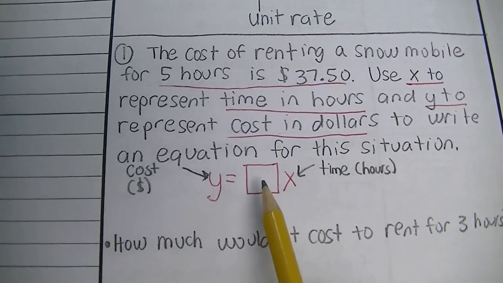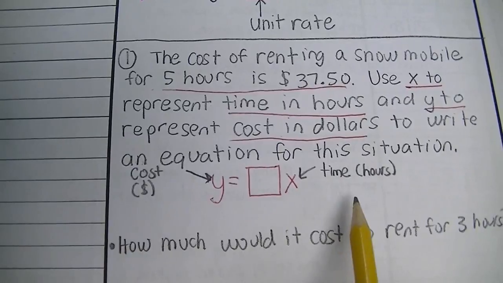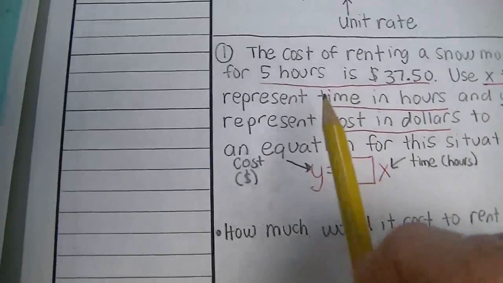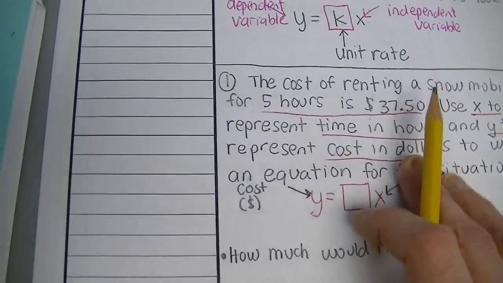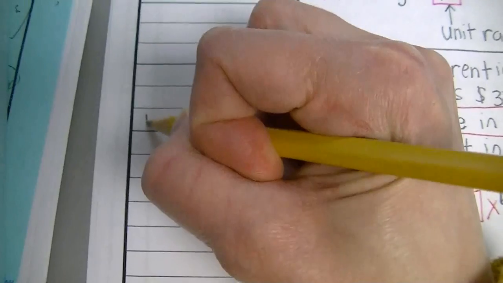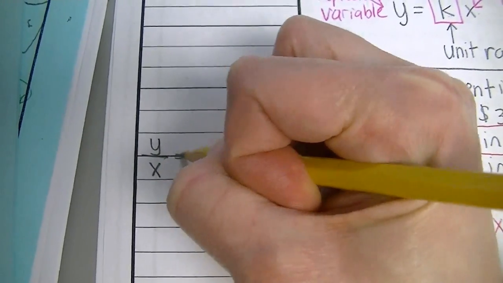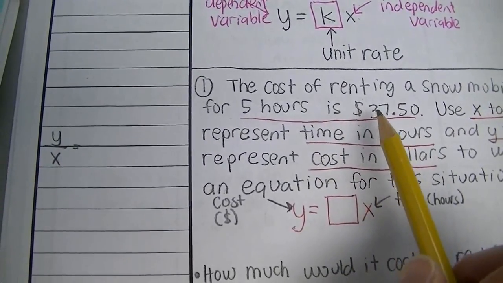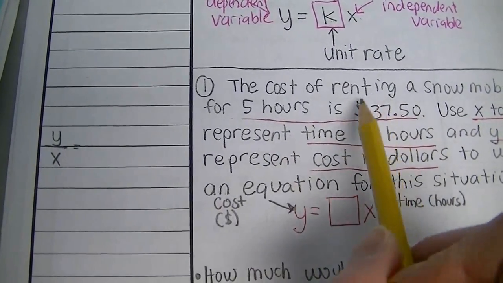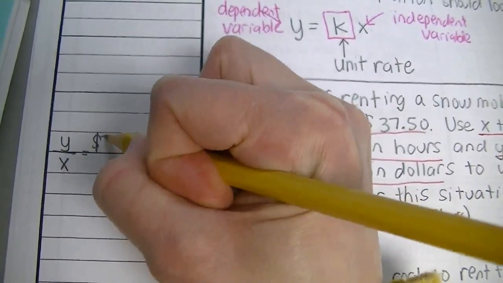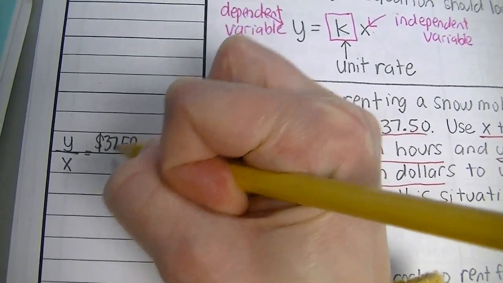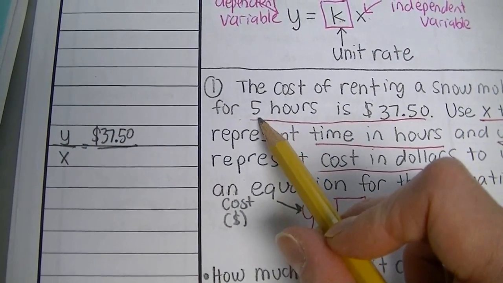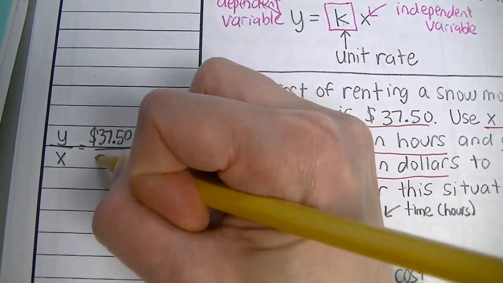All right, let's find the unit rate. Since there's not much room over here, I'm going to write it over here. And I'm going to use the information provided within the context of the problem. To find unit rate, you should hopefully know by now that it's y divided by x, your dependent variable divided by your independent variable. And the information that I have is $37.50 for the dependent variable. And make sure you label that as money. And then for the independent variable, for x, we have 5 hours.